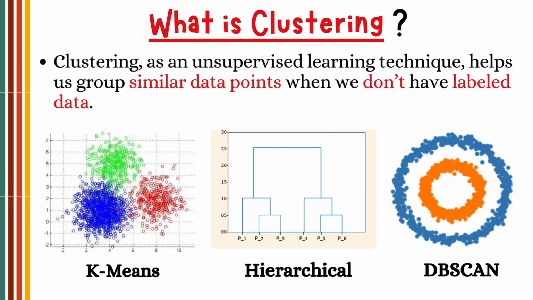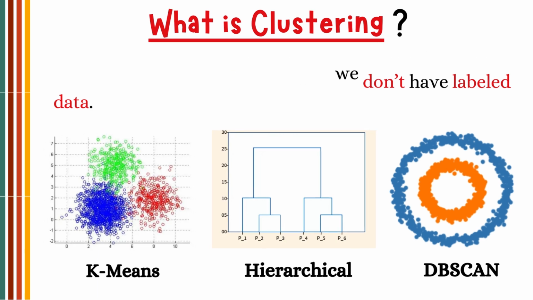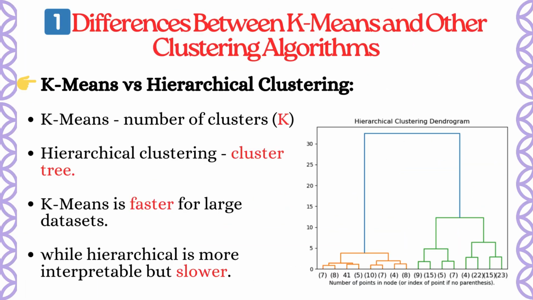Alright, now let's see how K-means compares with other methods. 1. Differences between K-means and other clustering algorithms. Let's compare K-means with 2 of the most common clustering techniques: hierarchical clustering and DBSCAN. K-means versus hierarchical clustering. K-means needs you to specify the number of clusters, K, upfront. Hierarchical clustering doesn't. It builds a cluster tree, and you can choose how many clusters you want later.